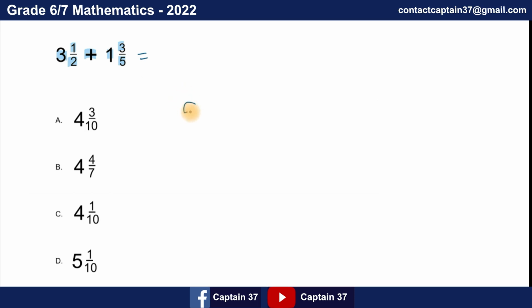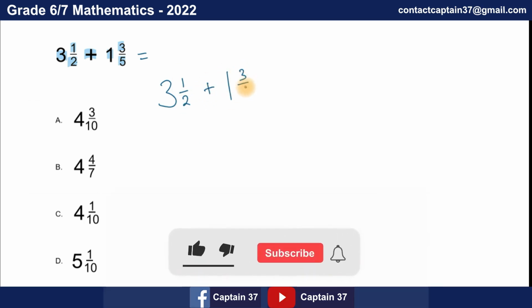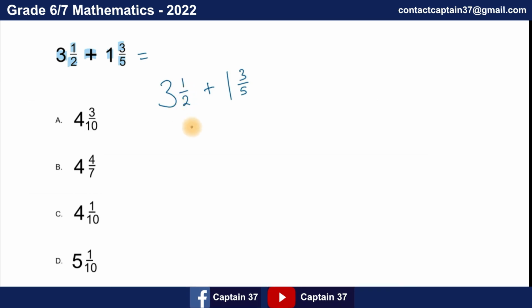For example, 5/4 is an improper fraction. Let me write them again here. So there's 3 and 1/2 plus 1 and 3/5. 2 times 3 is 6. 6 plus 1 is 7. So 7 divided by 2. This is for this one. And for this one, 5 multiplied by 1 is 5. Plus this 3 is going to be 8/5.